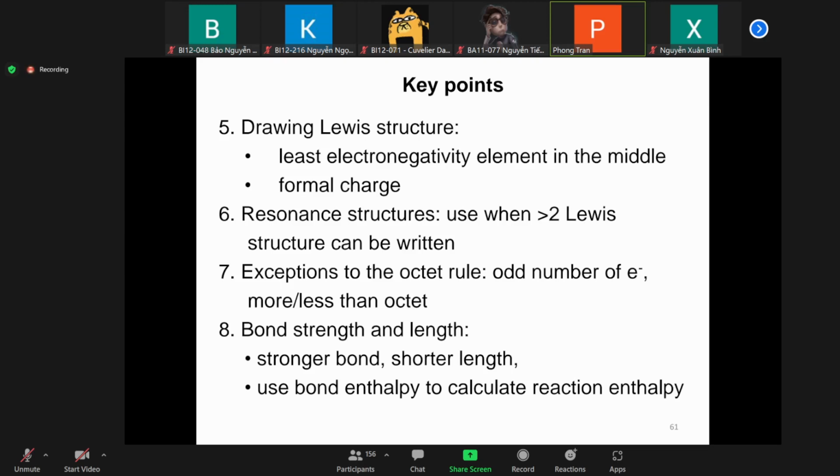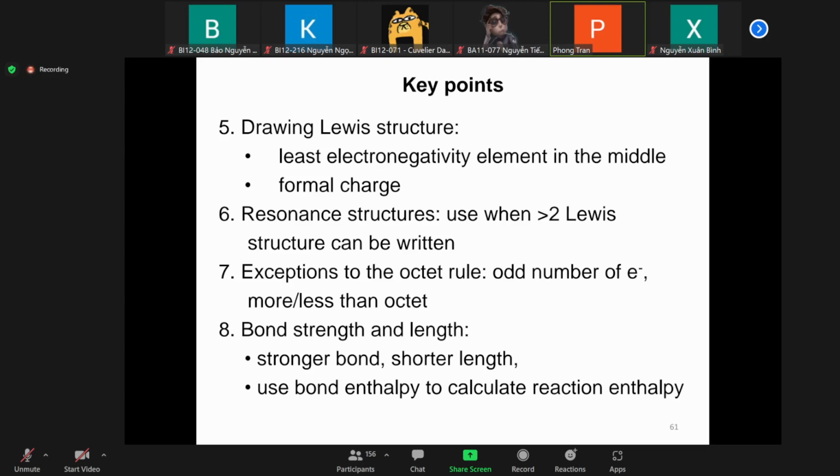We use the resonance structure when you have two or more Lewis structures that can be written and that can be exactly identical. When we say that they are identical, it also means that in the experiment, we cannot distinguish the structures. So that means they are exactly equal.